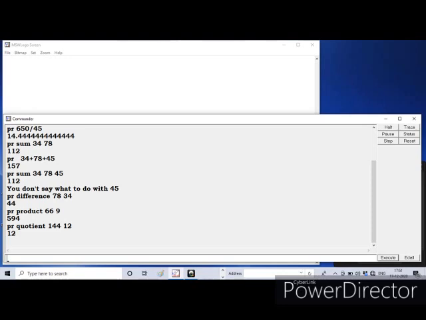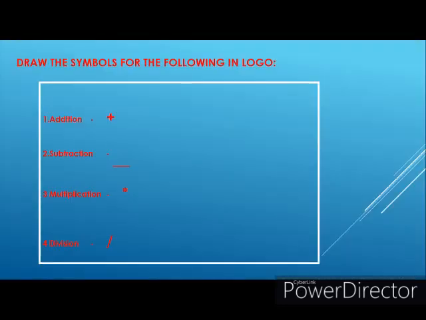Copy all these answers to your textbook. Dear children, we can do the exercises behind the textbook. Take page number 38. Okay, first one, draw the symbols for the following in logo.